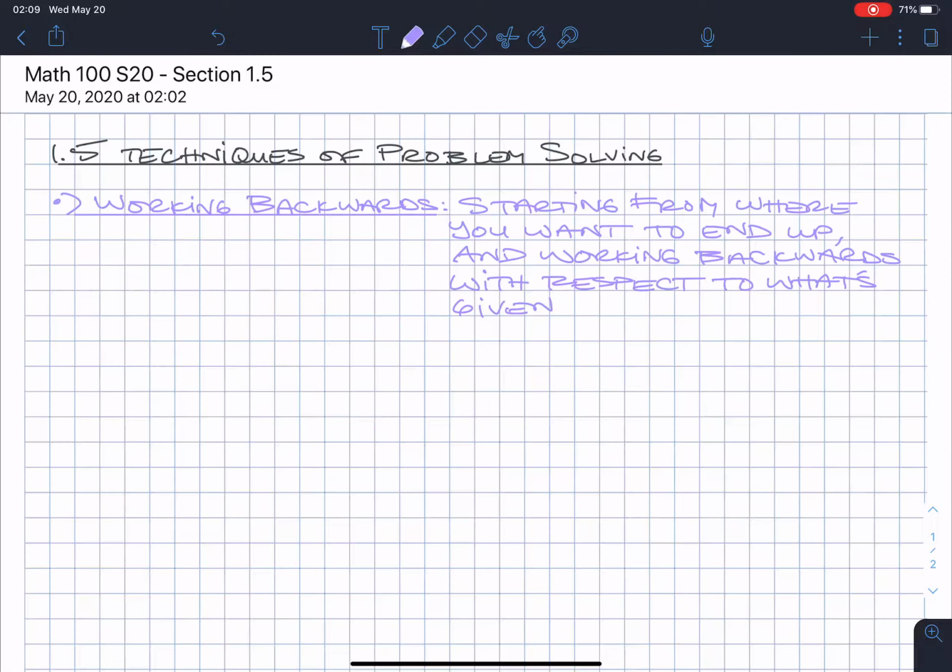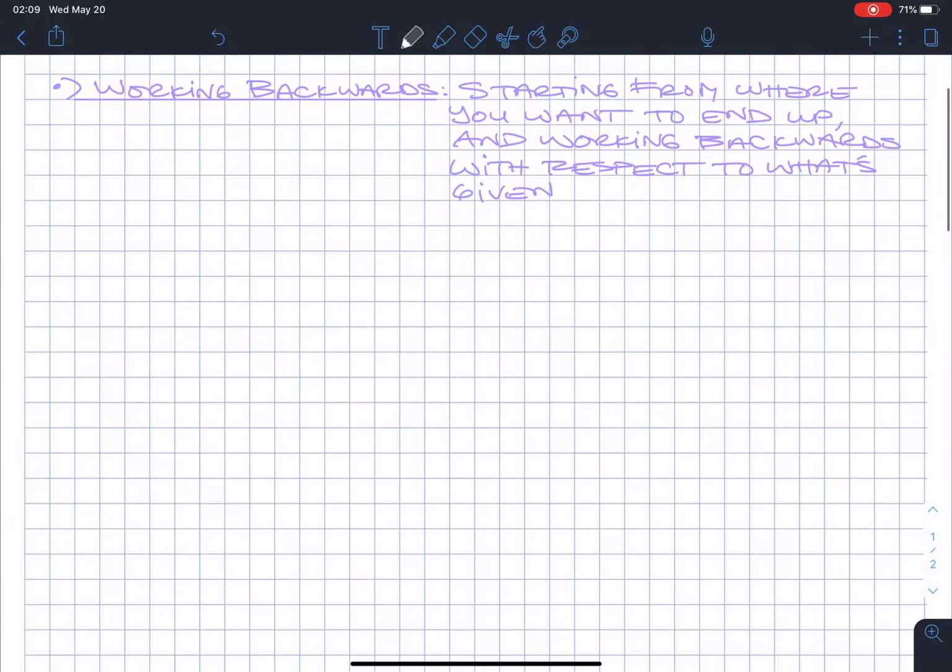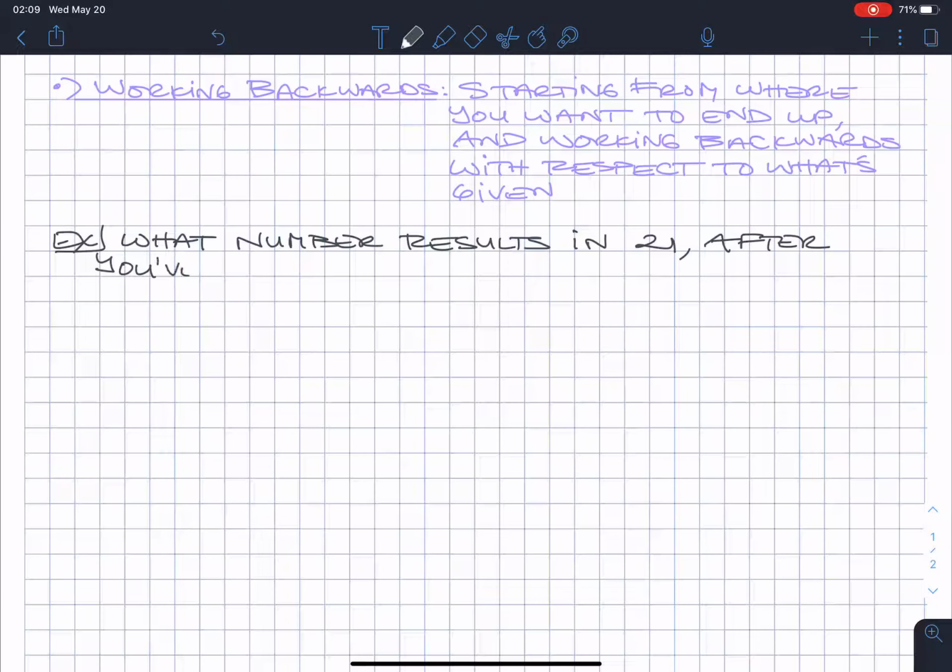Okay, so what do I mean by this? So for example, what number results in 21 after you've tripled it and subtracted 6?